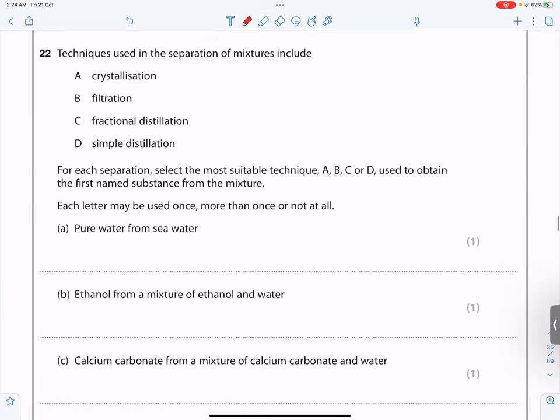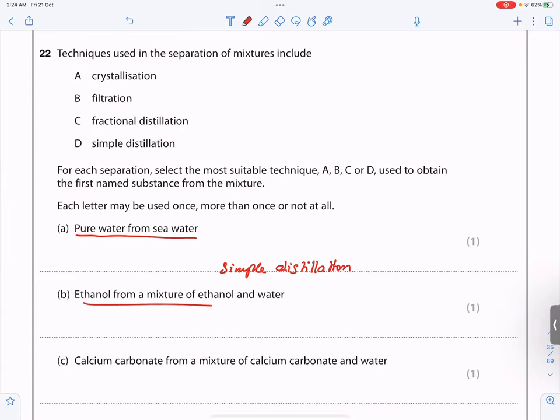Question 22, techniques used in separation of mixtures include crystallization, filtration, fractional distillation, simple distillation. For each separation, select the most suitable technique A, B, C, or D used to obtain the first named substance from the mixture. Each letter might be used once, more than once, or not at all. Pure water from seawater. Simple distillation.